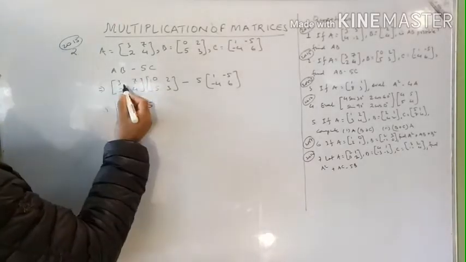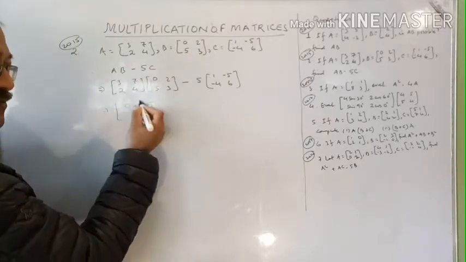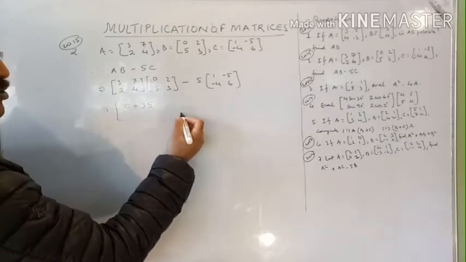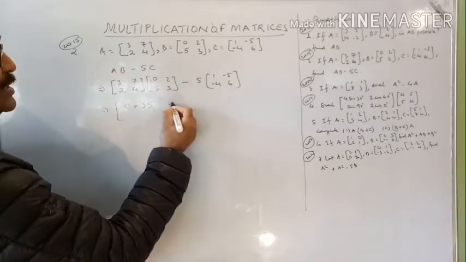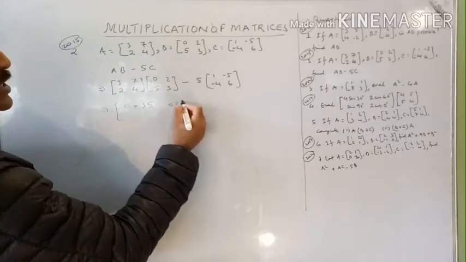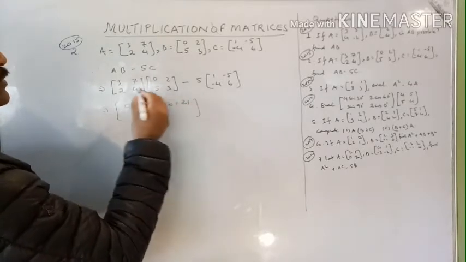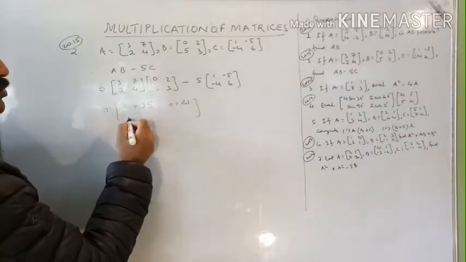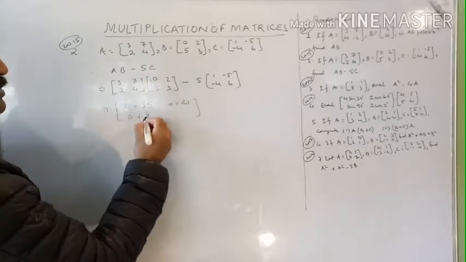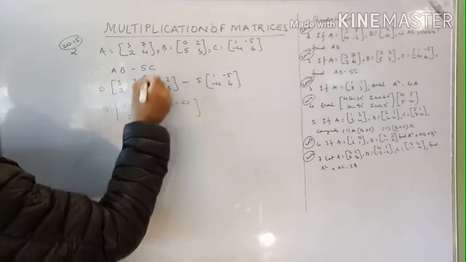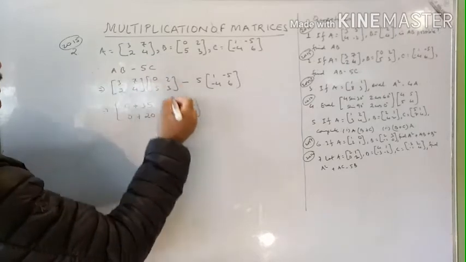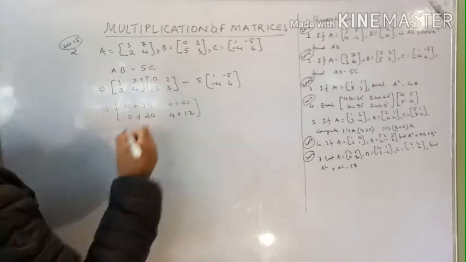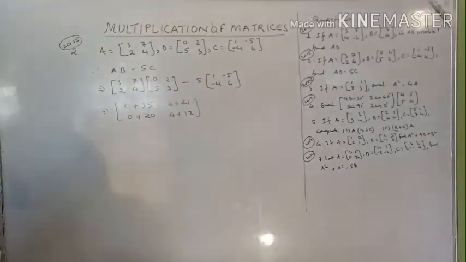When you multiply the first row by the first column, you write it in the first row, first column. When you multiply the first row by the second column, you write it in the first row, second column. So 3 2s are 6, first into first, plus 7 3s are 21. First into first plus second into second. Now here 2 into 0, 0, plus 4 5s are 20. Then second row, second column: 2 into 2, 4, plus 4 3s are 12.